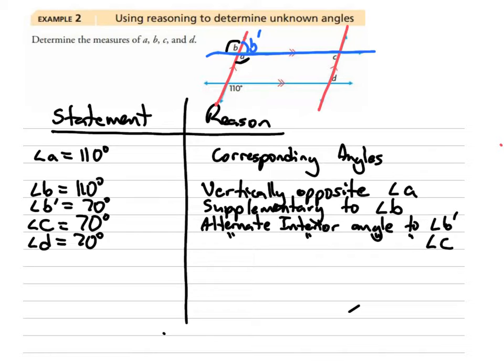And that's because if we have now our two blue lines as parallel, and we have this red line as our transversal, then C and D are both inside or between those two parallel lines and on opposite sides of the transversal, so that makes them alternate interior angles. And they are, as we know, the same.